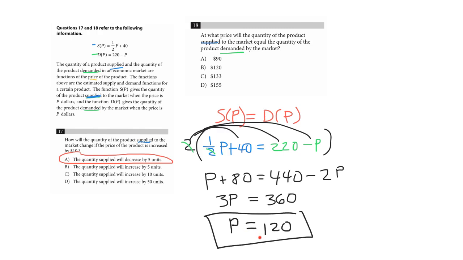That is the price that would cause these two functions to equal each other. That is the price that would cause the supply to perfectly equal the demand. Okay? So there it is, moving on.